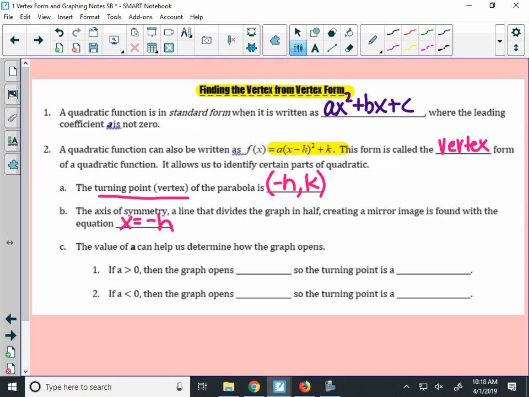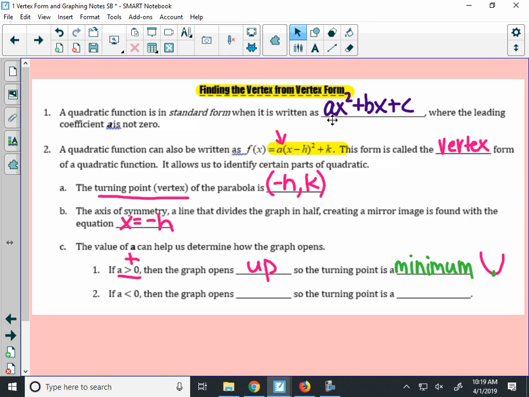Now, if a, the number in front of the parentheses, is greater than 0, that means positive, then the graph's going to open up. If my parabola opens up, then this turning point here is going to be a minimum. If a, the first number, is less than 0, that means negative, the graph's going to open down. Now, if my graph opens down, the turning point is a maximum.